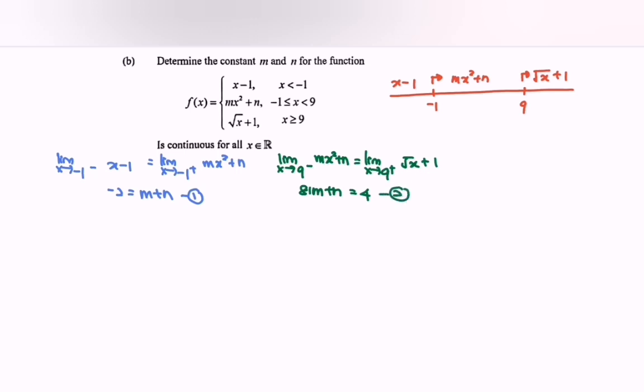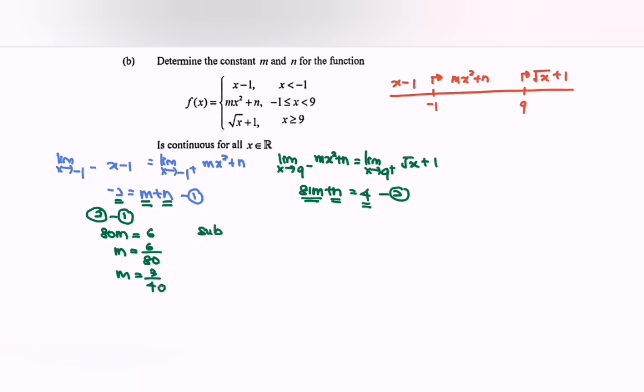Next, in order to eliminate n, what we have to do is make use of the second equation minus the first equation. So 81m minus m, we have 80m. n minus n, we have 0. 4 minus -2, we have 6. So m equals 6 over 80. So m equals 3 over 40.